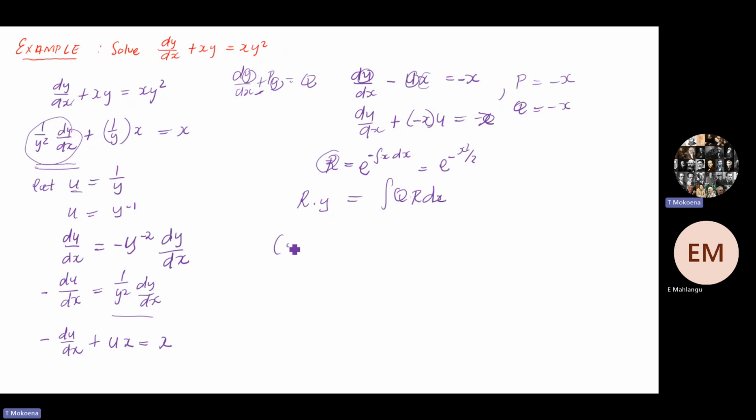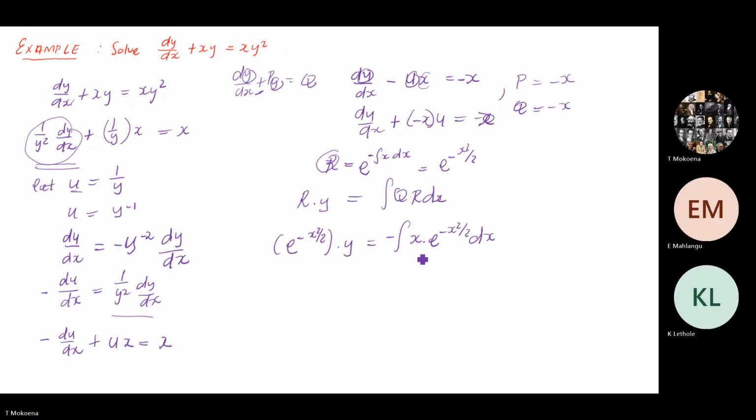What is r? We said r is e to the power of negative x squared divided by 2, close the bracket, multiplied by y, is equal to the integral of, in this case, our q is equal to how much? Let me take negative outside, it's x. So meaning we have x multiplied by r, which is e to the power of negative x squared divided by 2 dx. And from here, how are we going to integrate this?